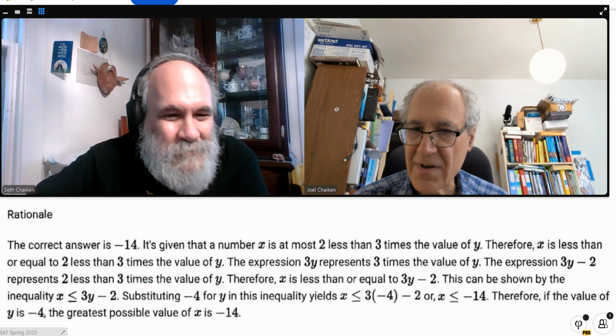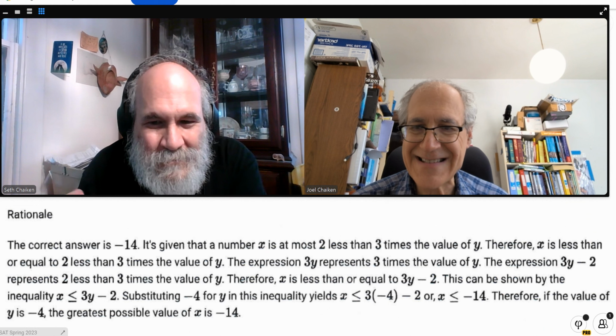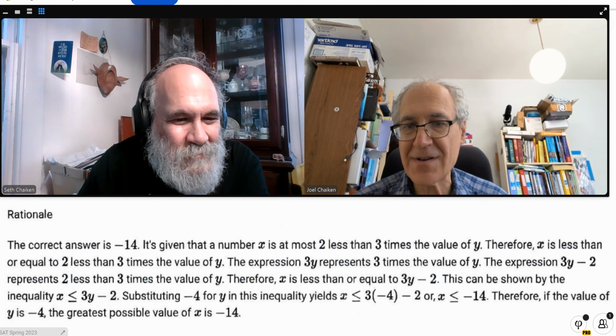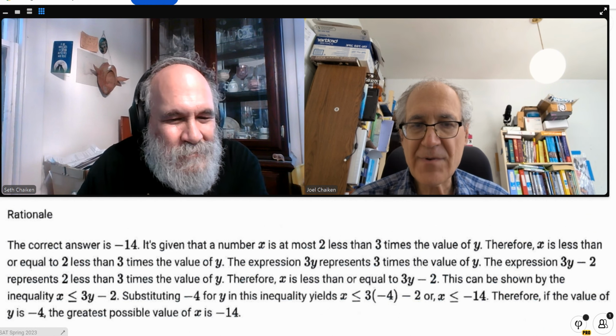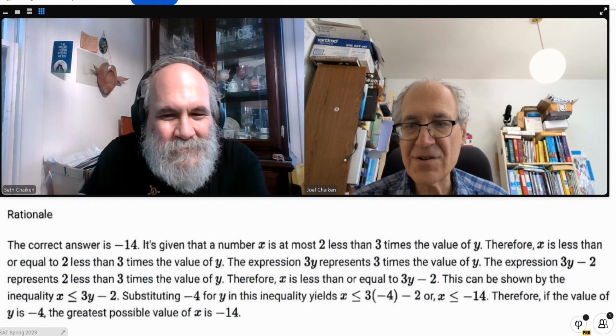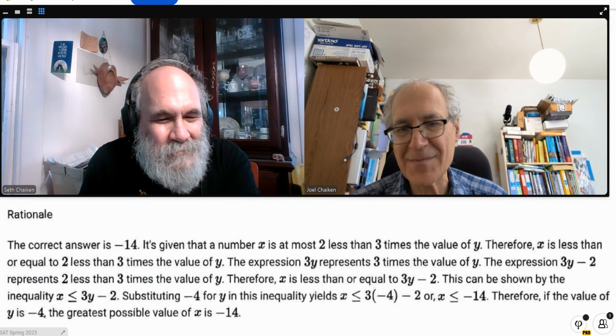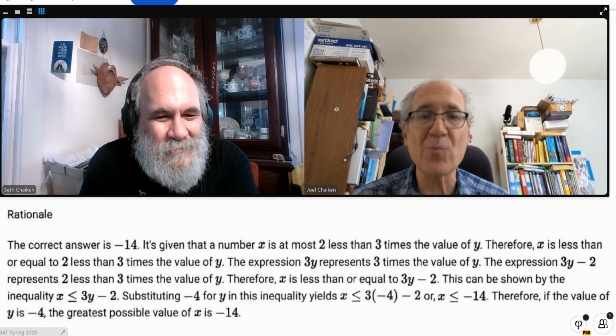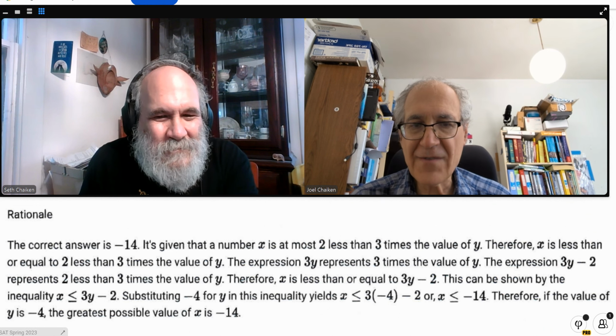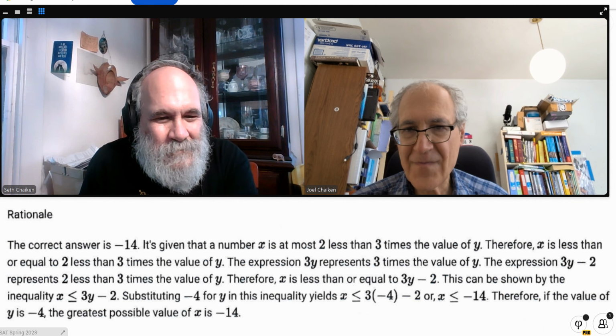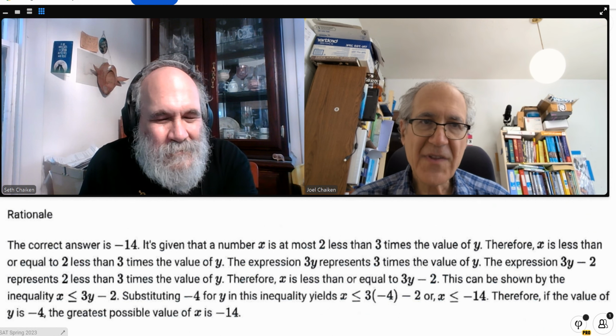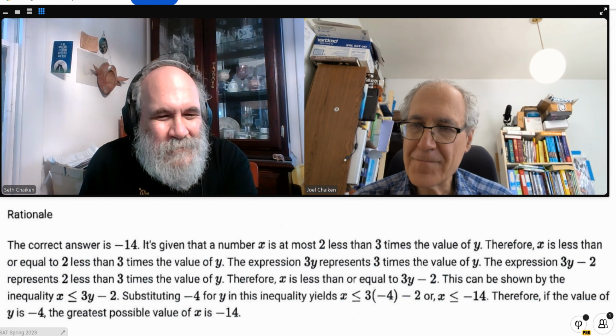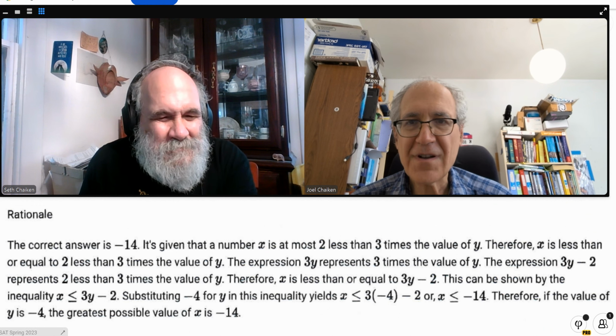It's given that a number x is at most. Okay, therefore x is less than or equal to 2 less than 3 times y. Right, the expression 3y minus 2 represents 2 less. They're saying the same thing, but they're saying it very wordy and a little long. Therefore, x is this. So that's it. Yeah, so it's very standard. Okay, anything more to be said? Yeah, that's good. Nothing more to be said.